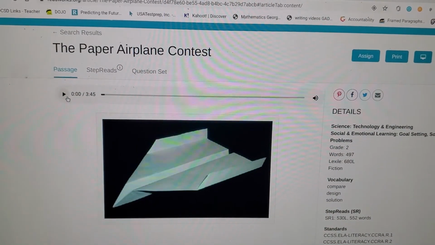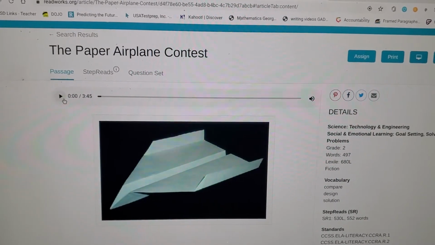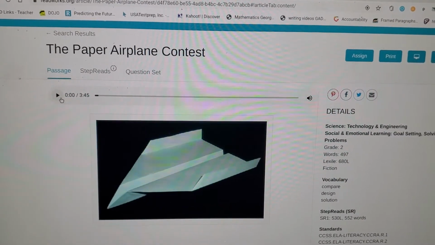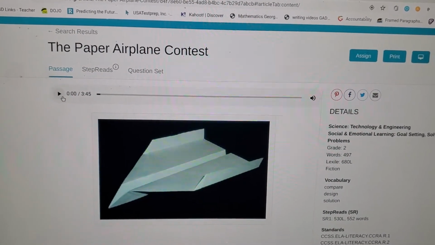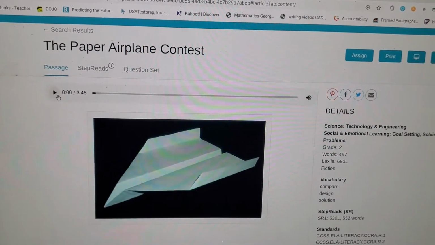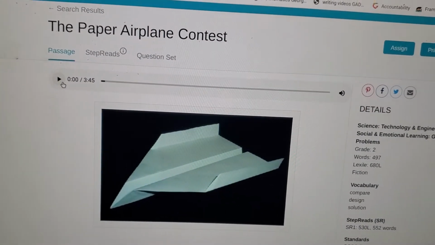The paper airplane contest. This is a mini lesson on how to recount events in sequential order. It means in order from first to last. Our target is to do that, and I'm going to start you off and show you how to do that on a graphic organizer. The story we're going to use is the story that we read yesterday.